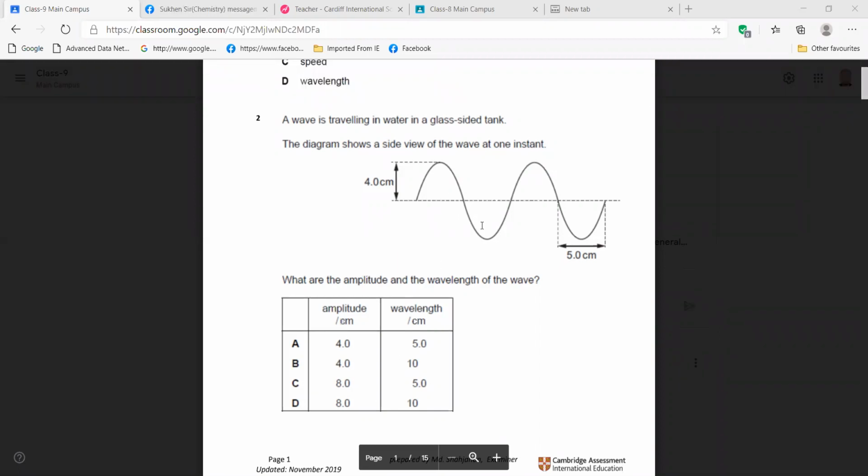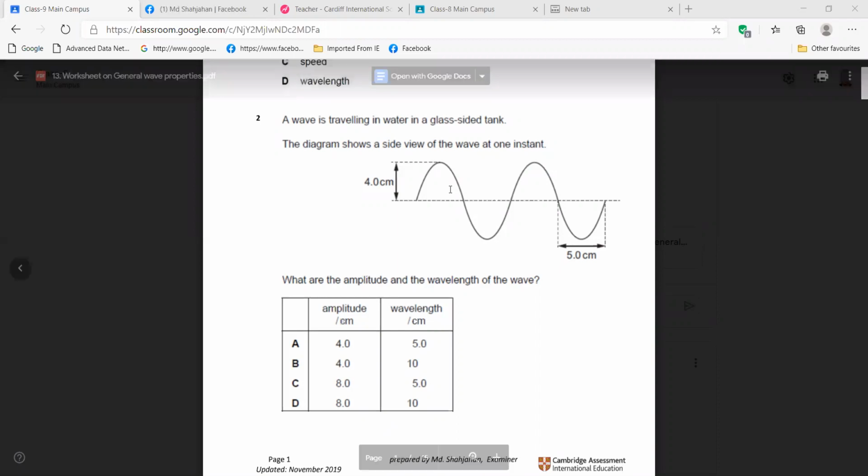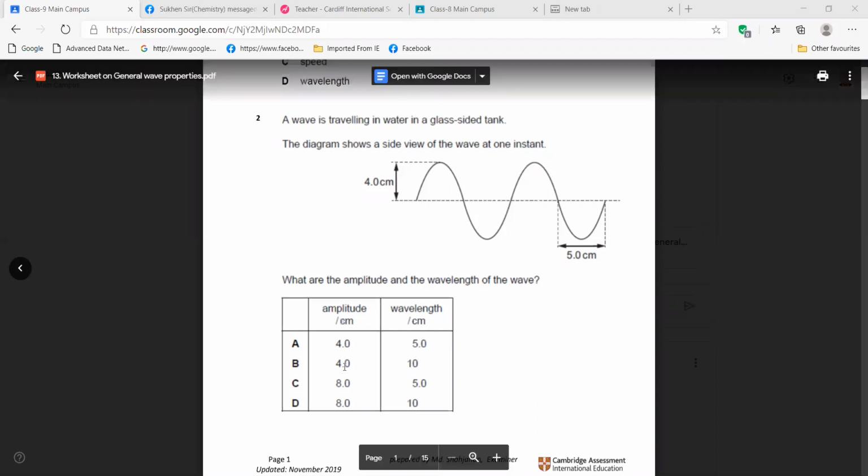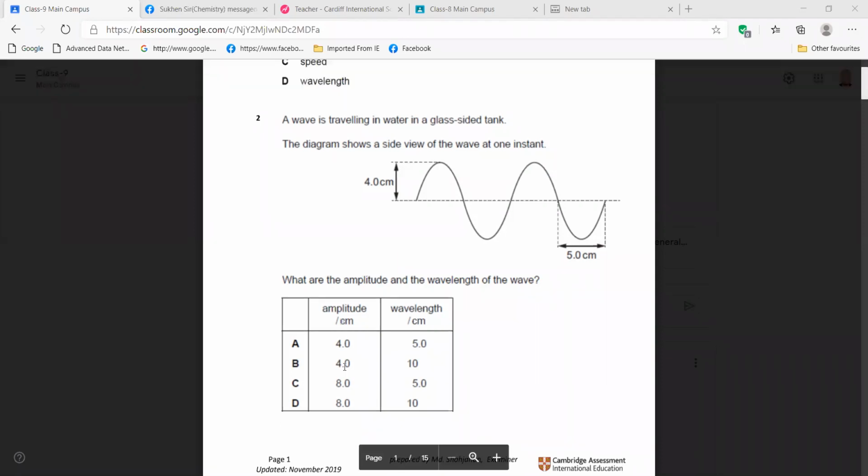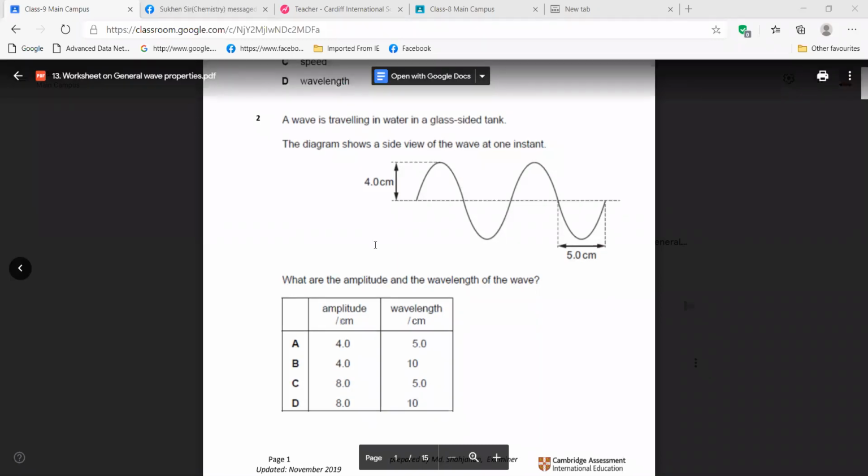Sir, should I answer, sir? Yes, you can answer. Before going to you, I want to go to my other dearest students. They are also taking part in class, right? What about Farabi and Faiza? You can answer. What is your idea, Farabi? How much is the amplitude and how much is the wavelength? Can you say, Farabi?